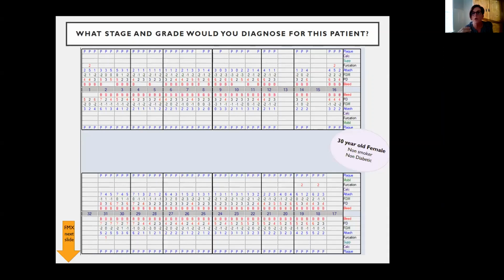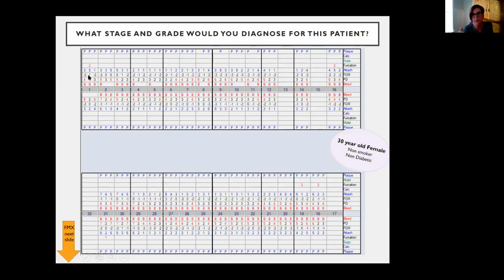And then we're going to look for a trend. We're going to look for 1s and 2s, because that goes with our stage 1. We're going to look for 3s and 4s. That would be our stage 2. And then 5 or more would be either stage 3 or 4. So let's look through here and see what we can see.